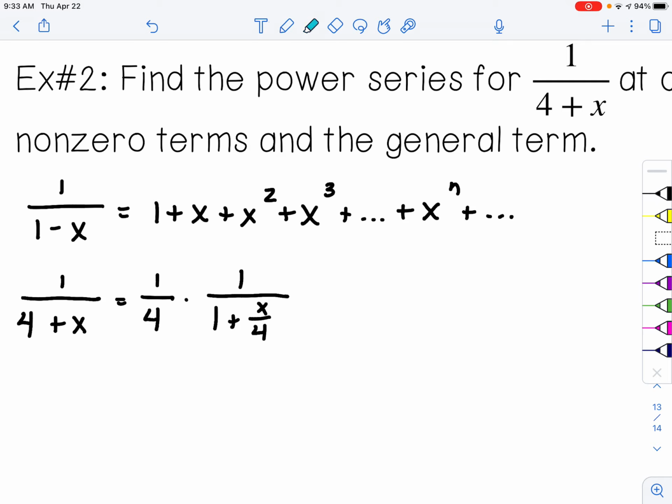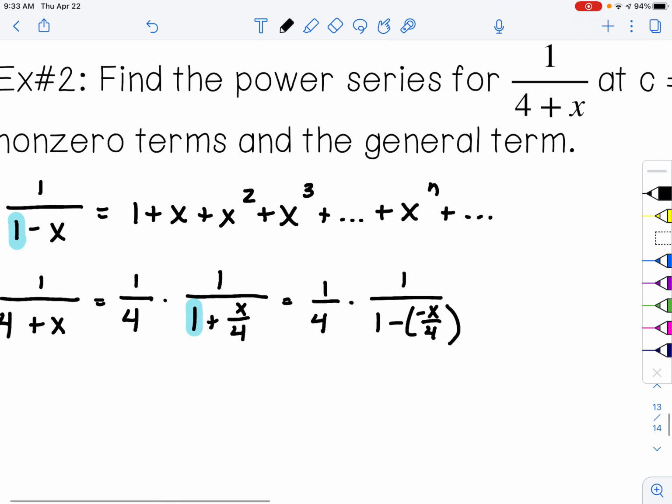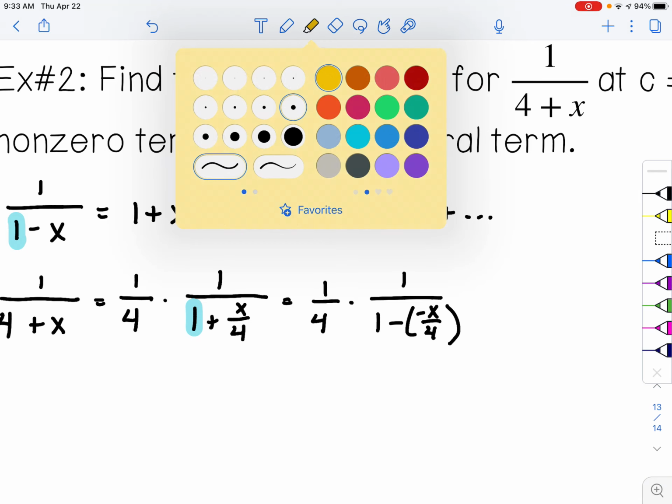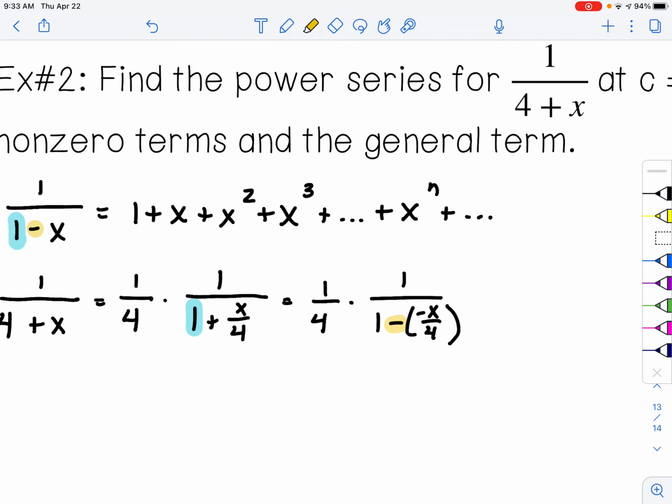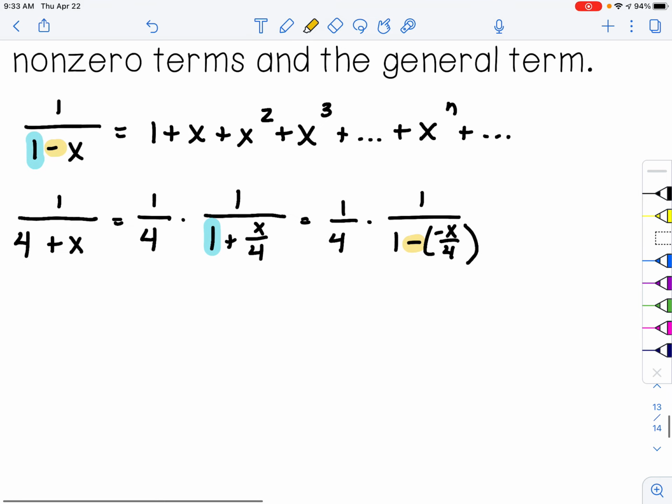Okay, so we're a little closer now because we have the 1 and the 1. And now I need to get it to be a minus sign in between. So just like the last one, I'm going to leave that 1/4 on the outside, but I'm going to make this 1 minus negative x over 4. So now I have the minus sign as well. So now it matches the format of the original series.